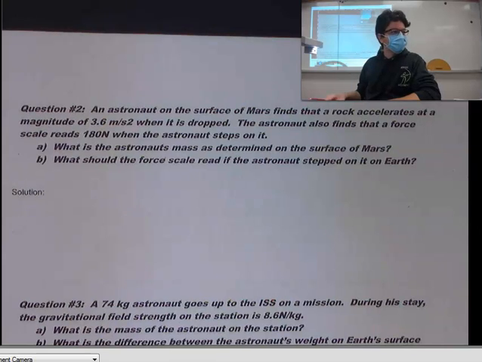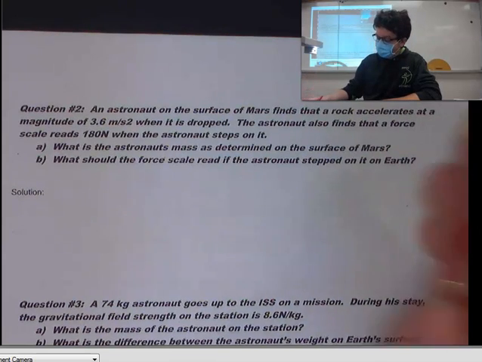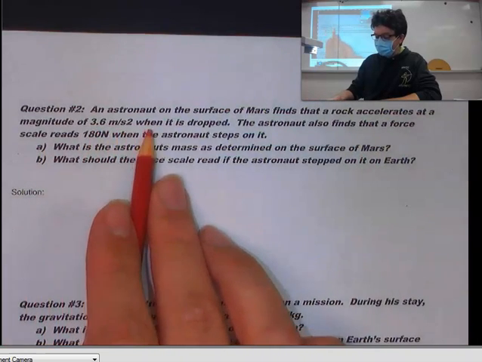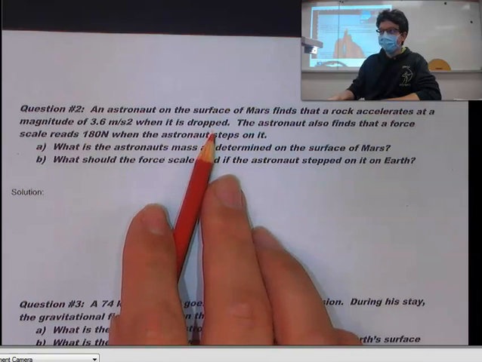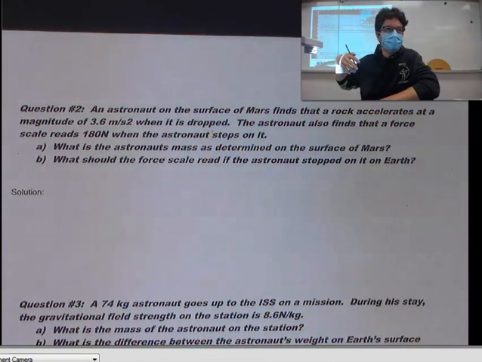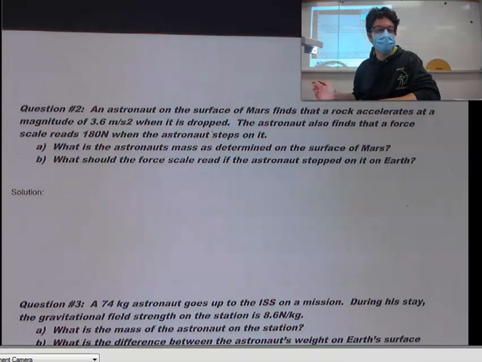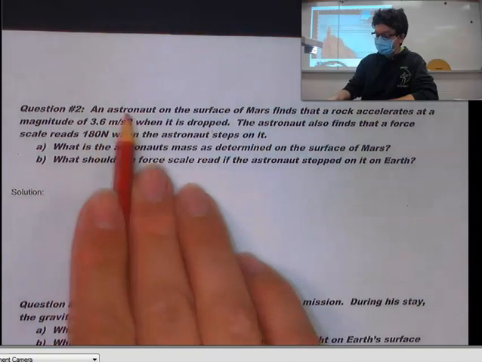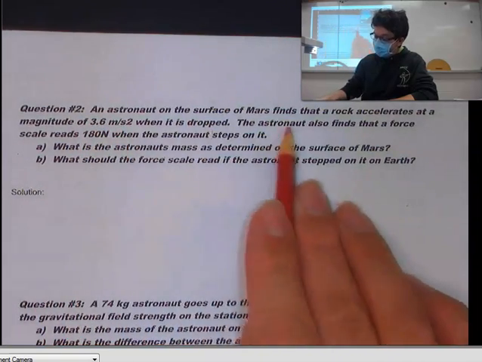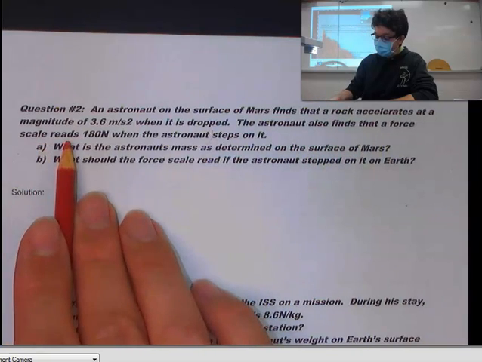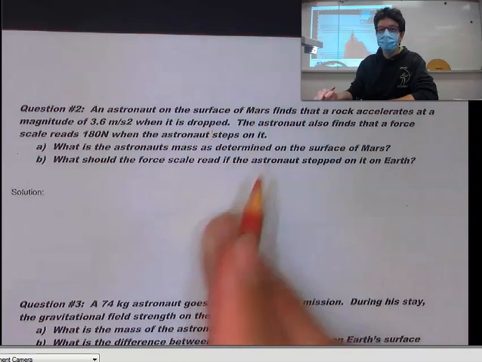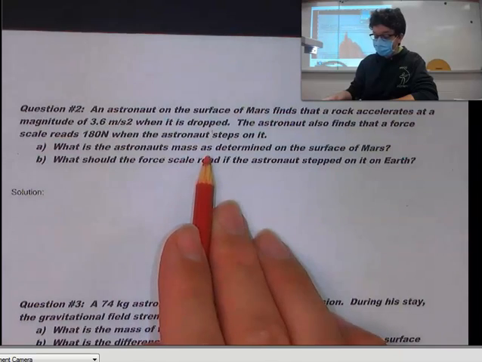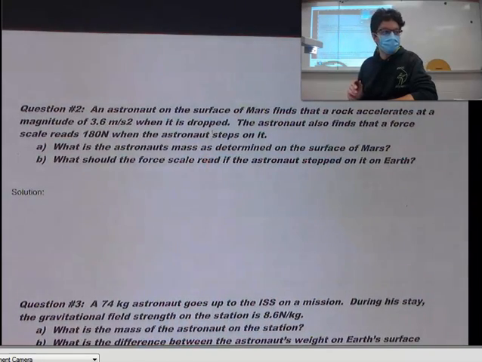Okay, I'll just pause. Question 2 says, an astronaut on the surface of Mars finds a rock that accelerates at a magnitude of 3.6 meters per second squared when it's dropped. Right, so on Earth, you drop something, you can do an experiment to see it accelerates at 9.8. This astronaut did this experiment on Mars and found it accelerates down at 3.6. The astronaut also finds that a force scale reads 180 newtons when the astronaut steps on it. What is the astronaut's mass as determined on the surface of Mars?